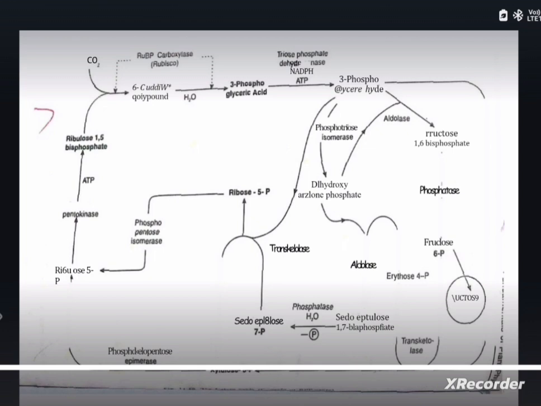The 2 molecules of 3-phosphoglyceric acid are converted into glyceraldehyde 3-phosphate and dihydroxyacetone phosphate with the help of the enzyme phosphotriose isomerase and triose phosphate dehydrogenase. ADP is converted into ATP and NADPH is converted into NADP, with removal of one hydrogen molecule. The glyceraldehyde 3-phosphate combines with dihydroxyacetone phosphate to form fructose 1,6 bisphosphate. The fructose 1,6 bisphosphate is converted into fructose 6-phosphate, which is used to form sucrose.